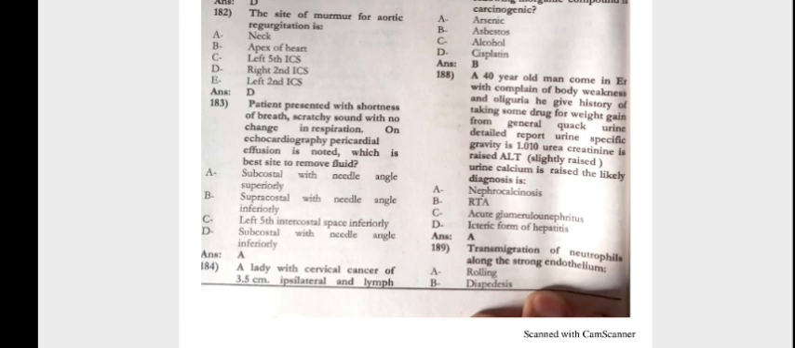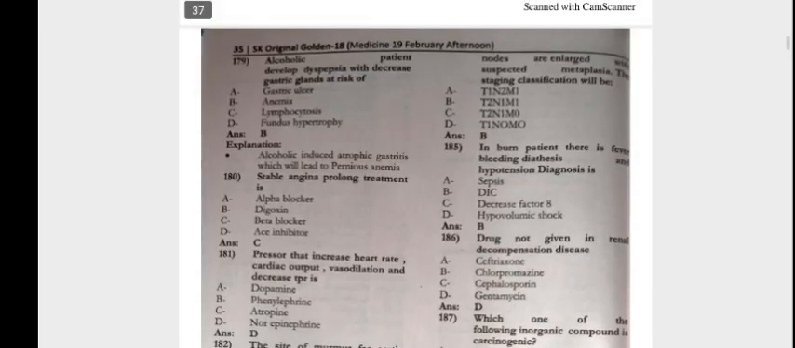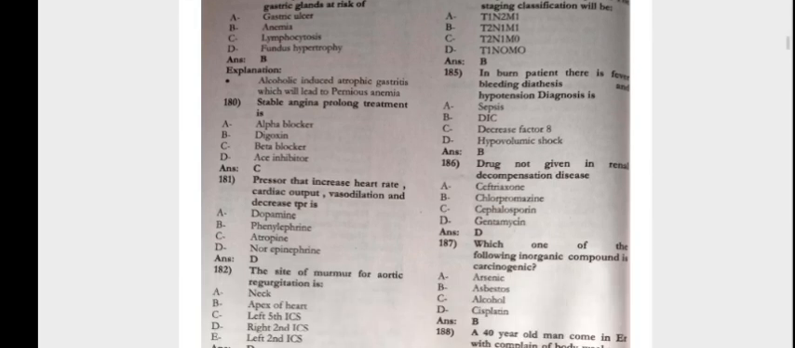Patient presenting with shortness of breath, scratchy sound with no change in the inspiration. On echocardiography, pericardial effusion is noted. What is the best site to remove the blood? That is subcostal with the needle angled superiorly. A lady with the cervical cancer of 3.5 cm, lateral and the lymph nodes are enlarged with suspected metastasis. The staging classification would be T2N1M1.